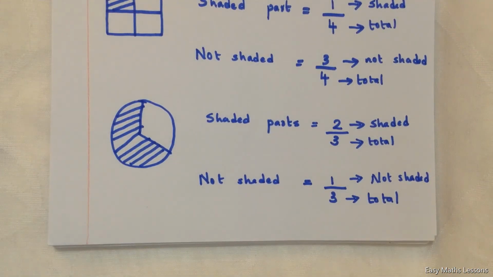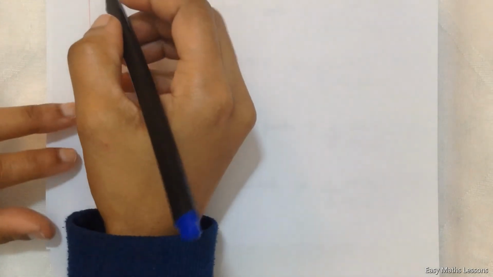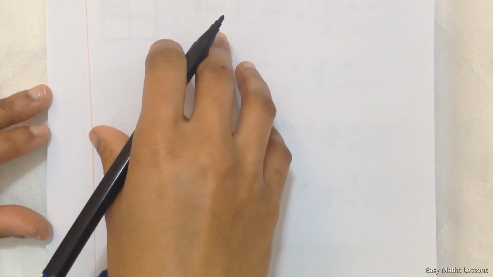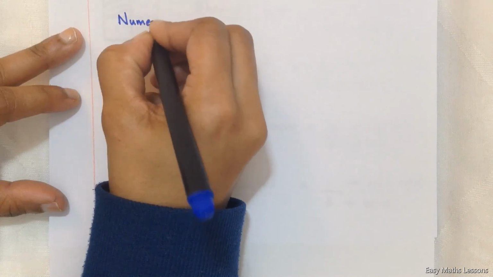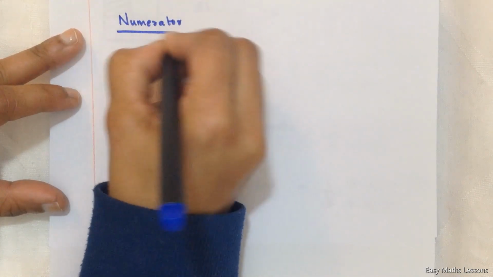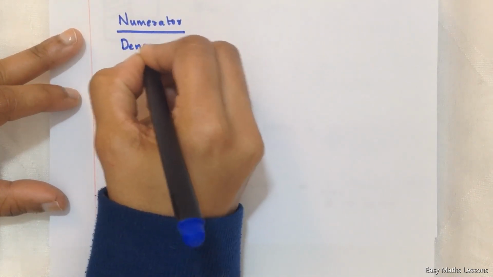This is the concept of fractions. So, to conclude, we can say that fraction represents parts of a whole. And we can represent a fraction as numerator by denominator.